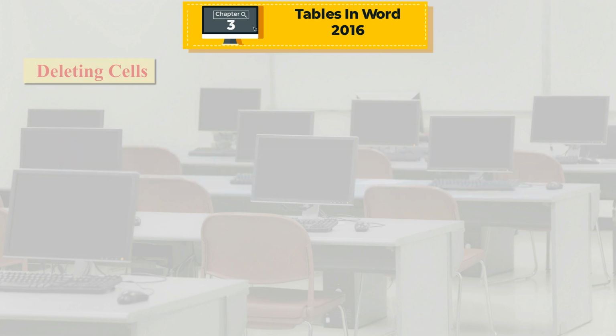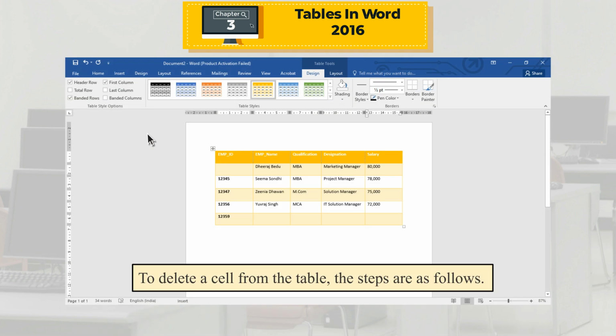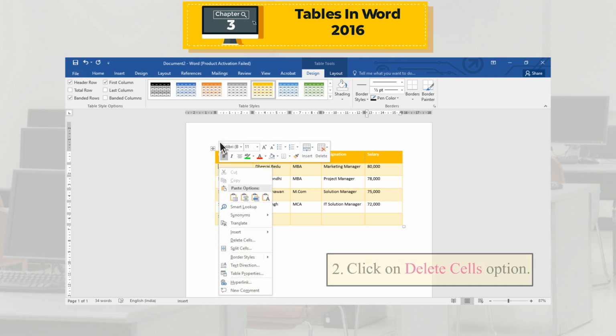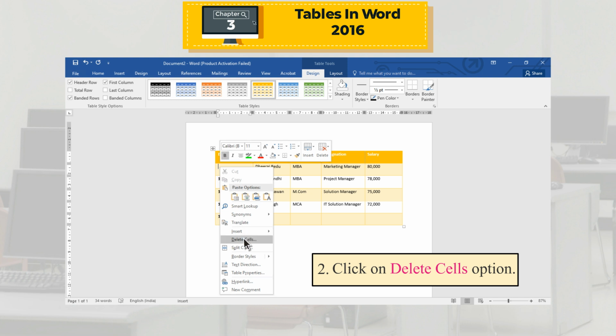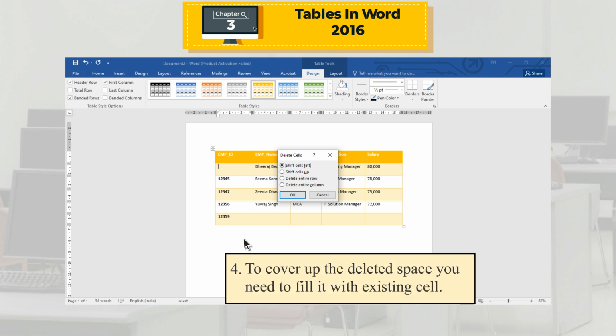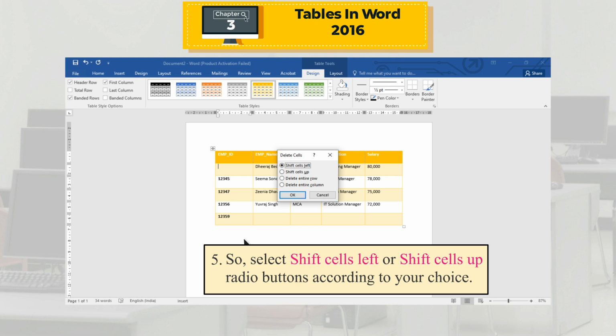Deleting cells. To delete a cell from the table, the steps are as follows. 1. Right-click in a cell which you want to delete. 2. Click on Delete Cells option. 3. A Delete Cells dialog box appears on the screen. 4. To cover up the deleted space, you need to fill it with existing cell. 5. So, select Shift Cells Left or Shift Cells Up radio buttons according to your choice.